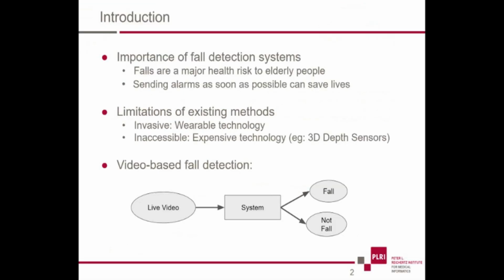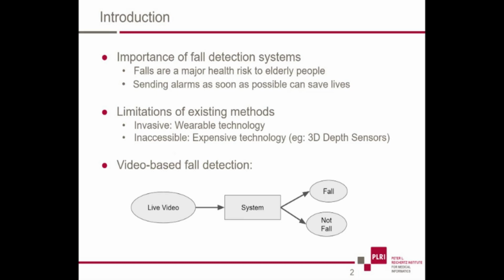In this paper, we work on fall detection systems. Falls are a major health risk for elderly people. What makes it worse is that immediately after a fall, elderly people, especially those who live alone, are unable to call for help on time. Identifying falls and sending alarms as soon as possible can often significantly reduce negative consequences for these people. That is where fall detection systems come in.